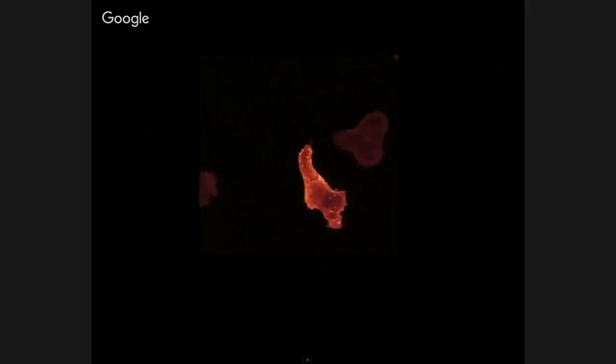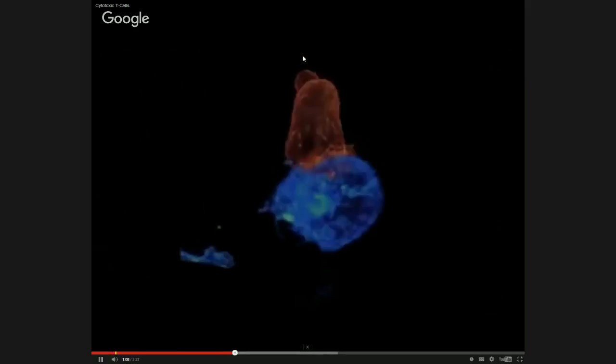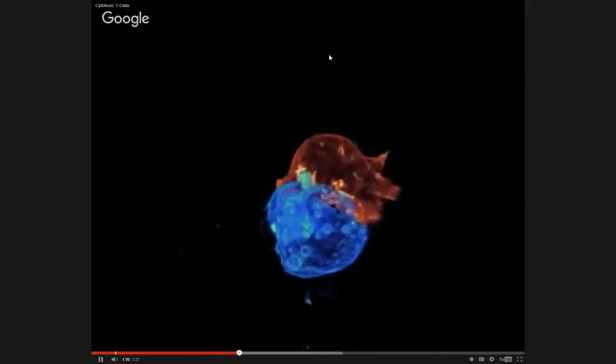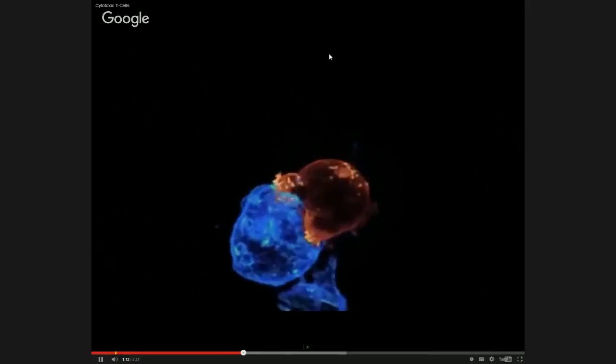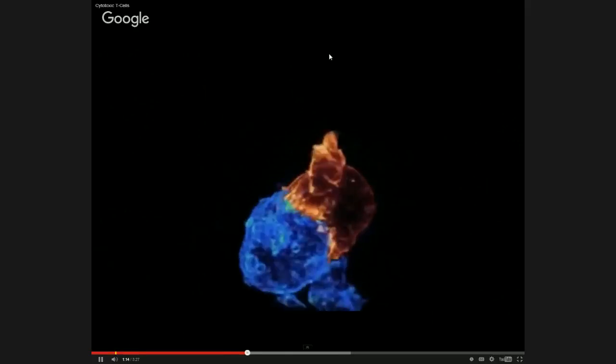Cytotoxic T cells are constantly migrating around your body. They move through your tissues by pushing out the membrane at the leading edge of the cell and pulling themselves forward. When a T cell encounters a cancer cell, an explosion of membrane protrusions explode the surface of the target.